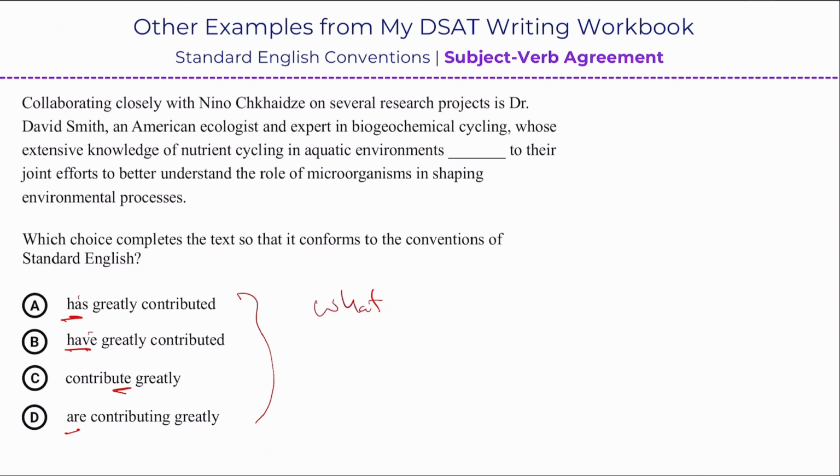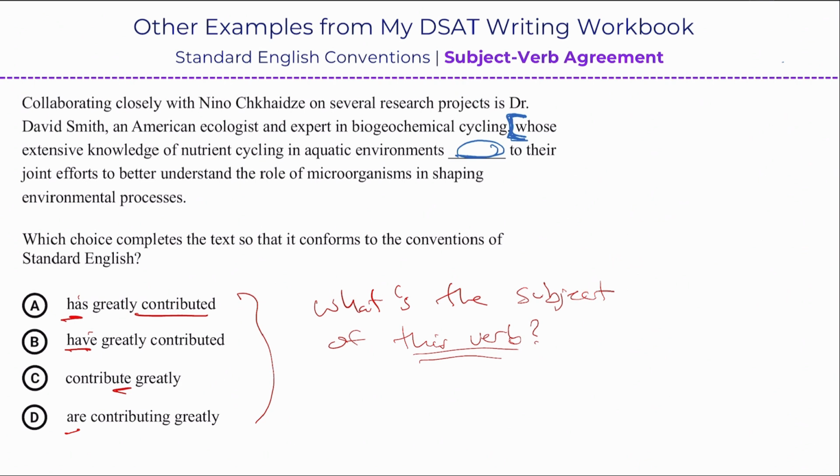Right? So in other words, the way that you can do this is ask yourself, what has greatly contributed to their joint efforts? So when you're reading the sentence from the beginning, you'll notice that the subject you're looking for of this verb is actually going to be found inside of this dependent clause. Sometimes the verb that the SAT asks you to find the answer about is going to be the verb of a dependent clause. It doesn't always have to be the verb of the main sentence, the independent clause. It can sometimes be the verb of a dependent clause, like you see here.